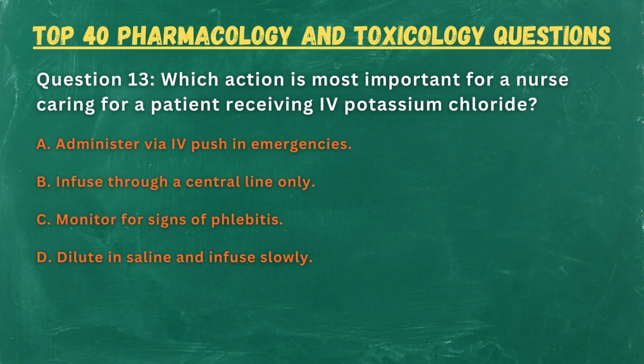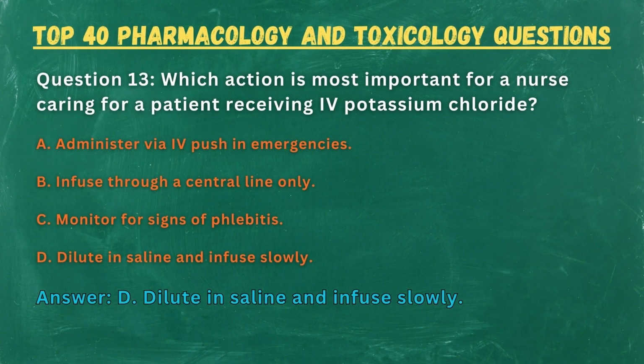Question 13. Which action is most important for a nurse caring for a patient receiving IV potassium chloride? A. Administer via IV push in emergencies. B. Infuse through a central line only. C. Monitor for signs of phlebitis. D. Dilute in saline and infuse slowly. Answer: D. Dilute in saline and infuse slowly.